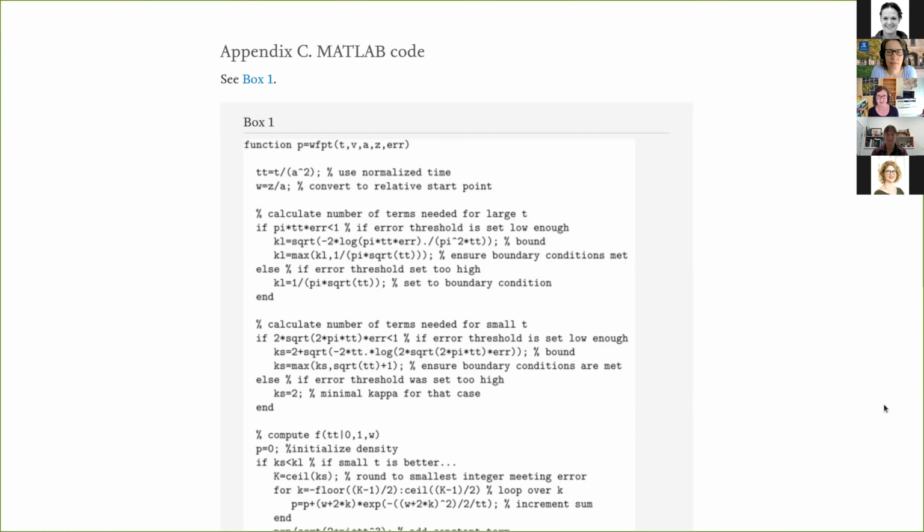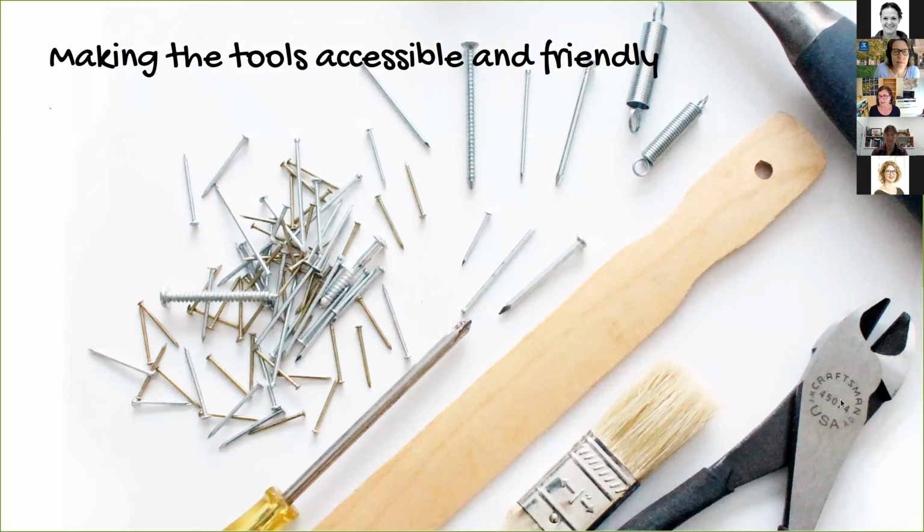The only reason that this particular algorithm turned out to be useful is that somebody else took it and turned it into an R package. And this stuff starts to matter. So I've been thinking a lot about how to make the tools that we developed through these theoretical processes more accessible and user-friendly.